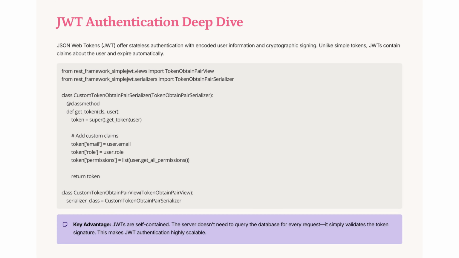JSON Web Tokens, JWT, provide stateless authentication by encoding user data and using cryptographic signing. They include claims like email, role, and permissions, and expire automatically. With JSON Web Tokens, servers validate token signatures without database queries, enhancing scalability. Custom serializers in Django REST framework allow adding specific claims to tokens, tailoring authentication to application needs.